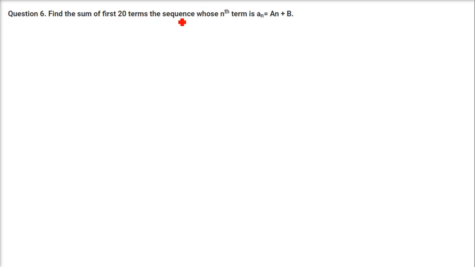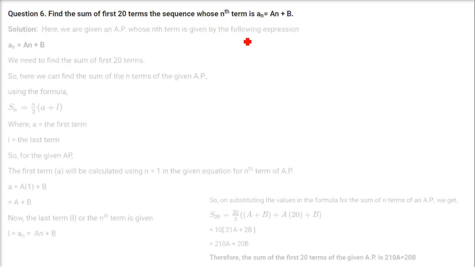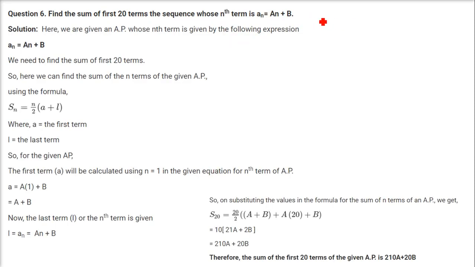Find the sum of first 20 terms of the sequence whose nth term is given. So the nth term is given, which is an plus b. So we'll use the same thing. First we will find out a1, which is a into 1 plus b, and this is going to be a plus b. Then we will find the nth term, which is already given. So we'll use the formula directly.